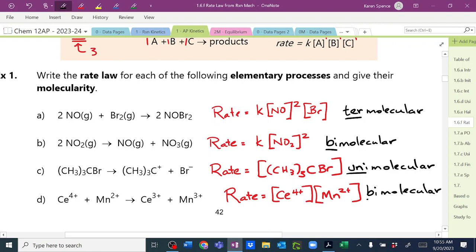Are you getting the same answers as me? Yay! Yes? No. Because the order is for an overall reaction. I mean, you could say that this step is third order, this step is second order overall. Yeah.